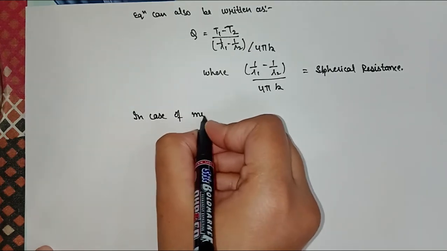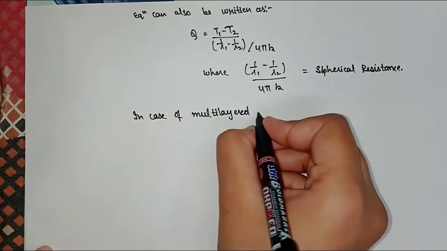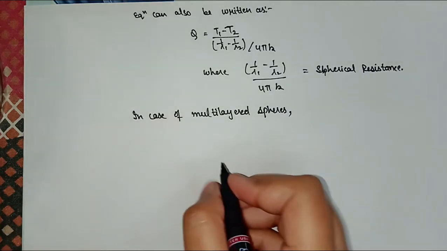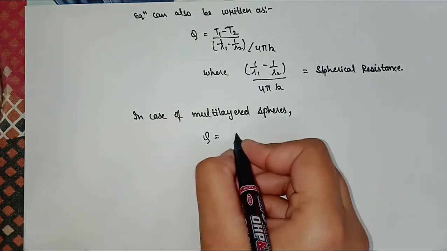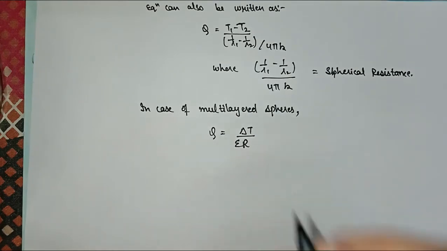In case of multilayered spheres, this equation becomes Q equals change in temperature divided by the summation of all the resistances.